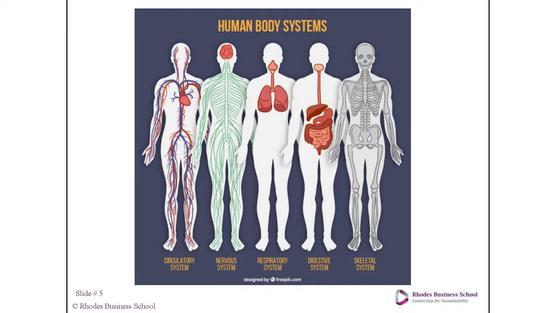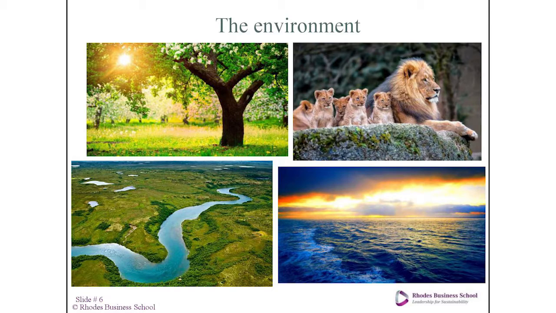Now, exactly the same happens when we look at the environment. We tend to think about it as quite isolated. So we think about the environment and we think about trees, perhaps. On slide 6, you can see what we're looking at. There's just a picture of trees. We might think of grass, flowers, anything like that. That's the plants. We, of course, also think about animals.